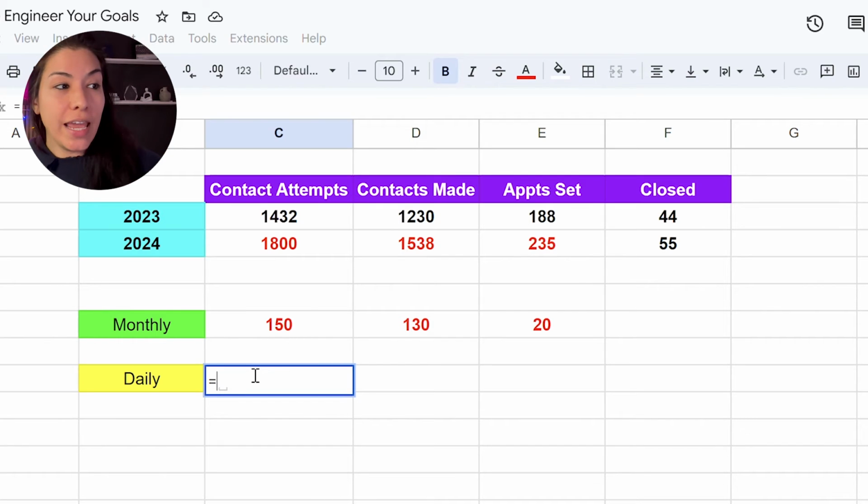And do not just take this number here, the contact attempts, the 1,800, do not just divide that by 365 days.